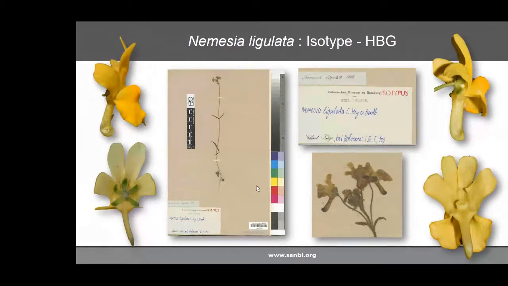If we look at the types from Hamburg in Germany, on the left-hand side, you can see that is the type, although it is indicated as an isotype. This conforms to our concept of the species as well. If we zoom into those flowers, you can see the spur is very broad and slightly inflated at the tip, and the spur is also laterally compressed. This is the character that stands out in the identification of this species.